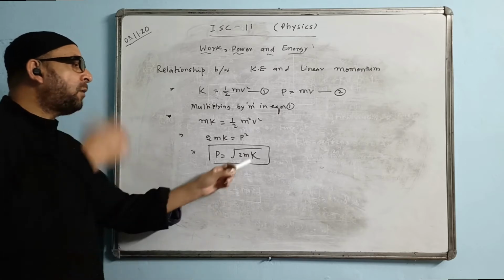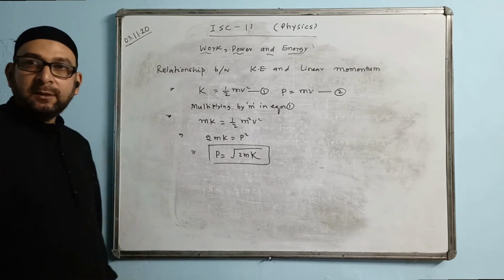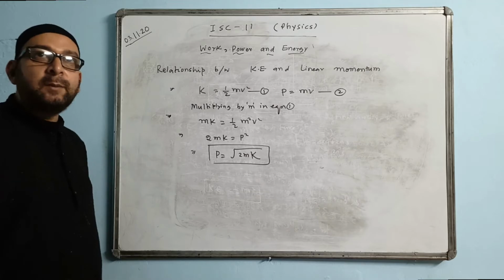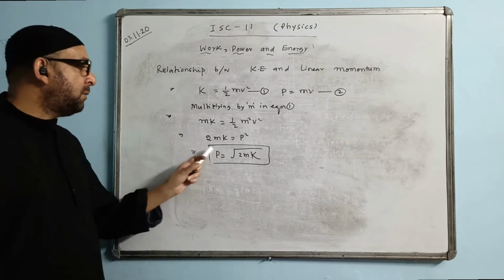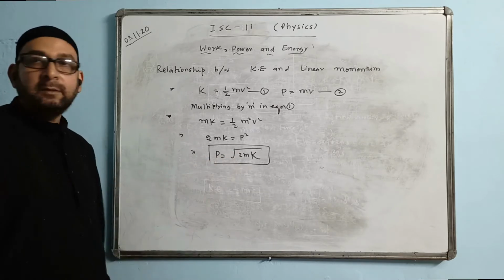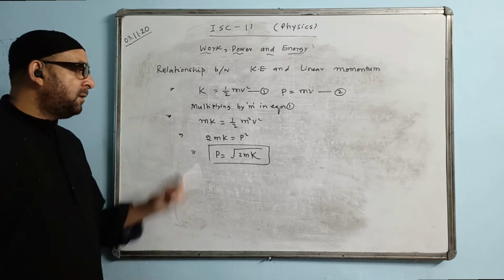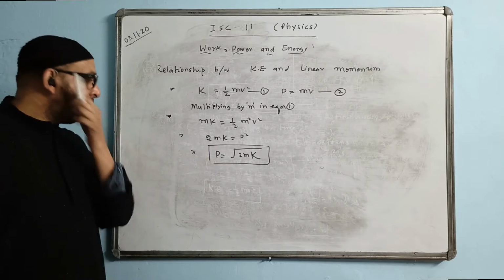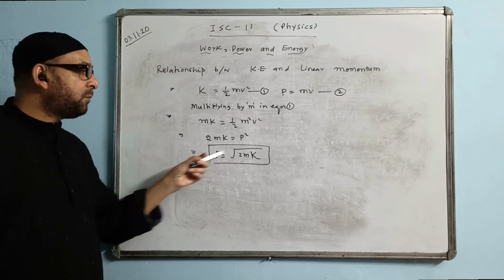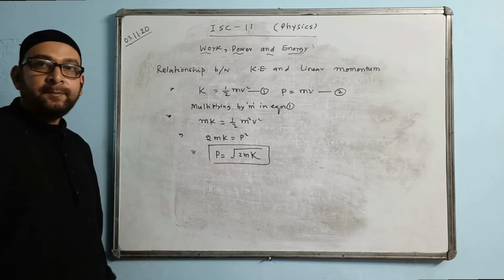When the kinetic energy of a body is increased by 4 times, how many times will its momentum increase? Its momentum will increase by root 4 times. Root 4 means 2 times. So you have to be careful while answering this type of question: P is proportional to the square root of K.